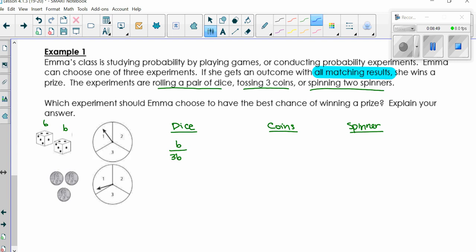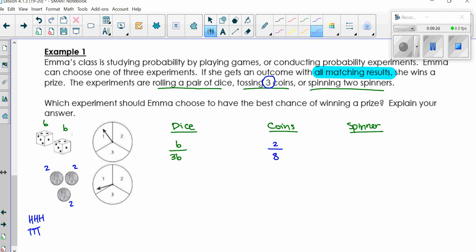Okay. For the coins, all matching results would mean, I'm going to write this out here, that you would have to flip 3 times and get all heads, or you'd have to flip 3 times and get all tails. And again, 3 times because it said 3 up here. So that means that there's 2 possible ways out of, and we talked about this yesterday, 8 possible outcomes. The reason that there's 8 possible outcomes is because for each coin you could get a head or a tail, so 2 possible outcomes, 2 possible outcomes, 2 possible outcomes, and 2 times 2 times 2 is 8. So that'll help you figure out your total number of outcomes.